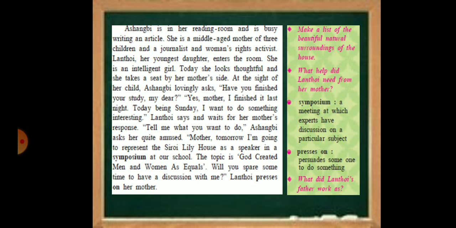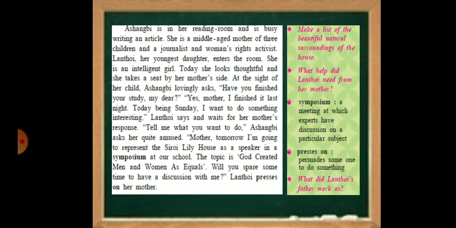Okay. Lenthoi, her youngest daughter, enters the room. She is an intelligent girl. Now, Lenthoi is intelligent as well as punctual in studies. She has done her homework one day prior and has spared the Sunday for some important work. So, after some questions, her mother learns that tomorrow Lenthoi is going to represent her house, that is Siroi Lily House, as a speaker in a symposium.